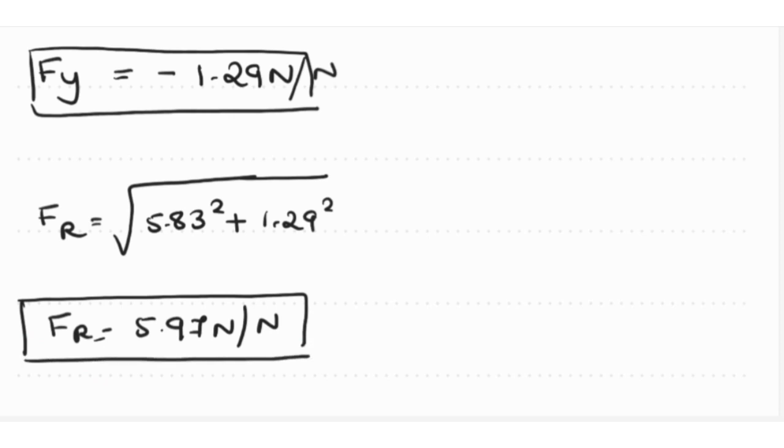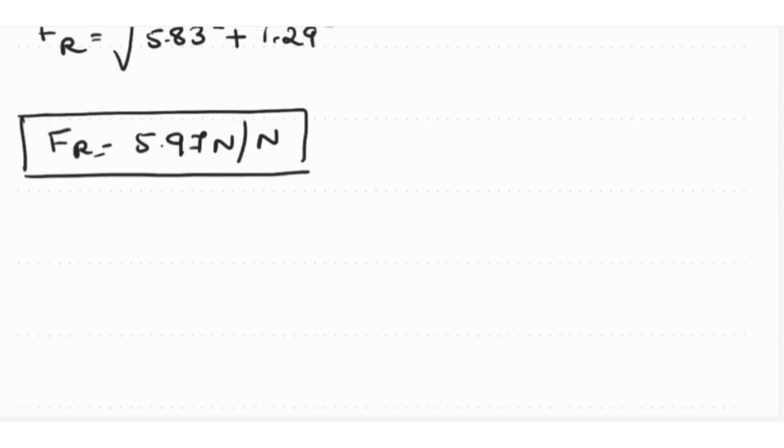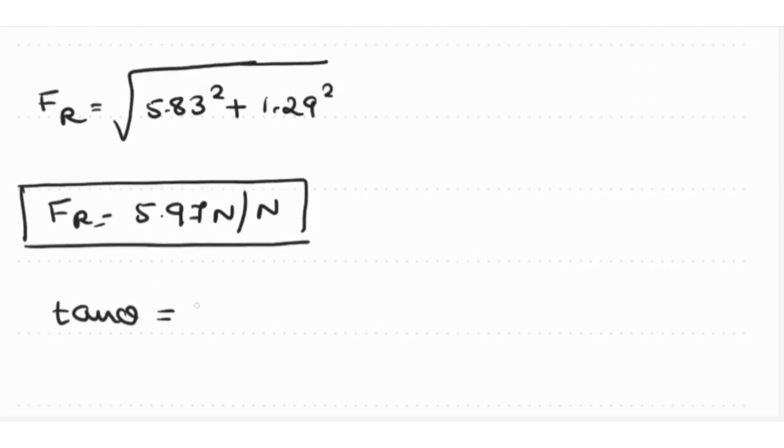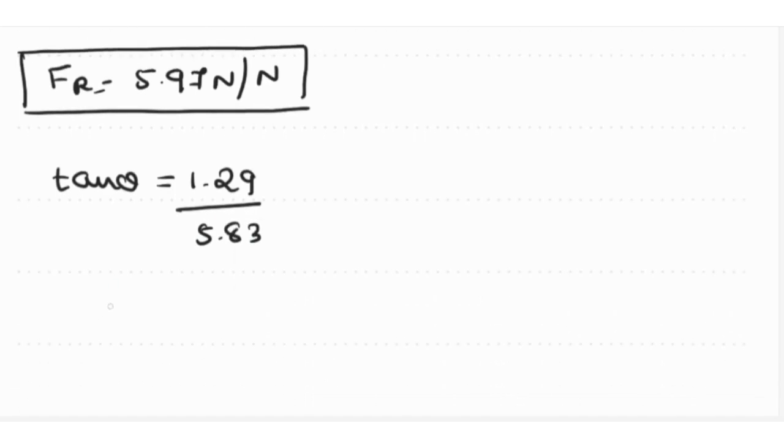So now we have to calculate what is the direction of this resultant force. So that is tan theta is equal to Fy by Fx, 1.29 divided by 5.83, so theta will be equal to 12 degree 28 minutes. So this is with the magnitude and the direction.